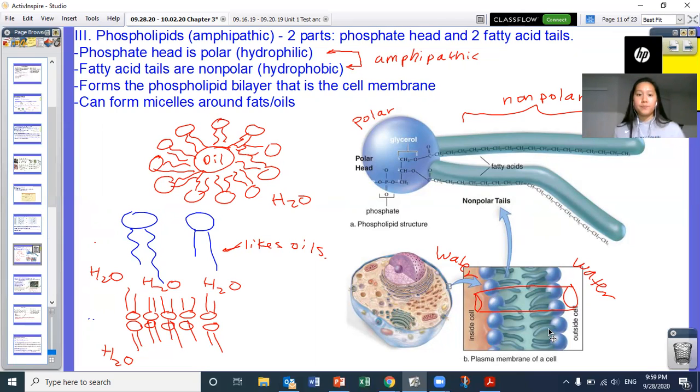They're facing each other. They can also form micelles around fats and oils. So when you use your dish soap, soap is actually made out of phospholipids, as weird as that idea is. So this is basically a molecule that is what your soap is made of, like Dawn soap, right? They have those commercials of cleaning the ducklings with Dawn soap to get the oil spills off of them. So they can form micelles around fats and oils.